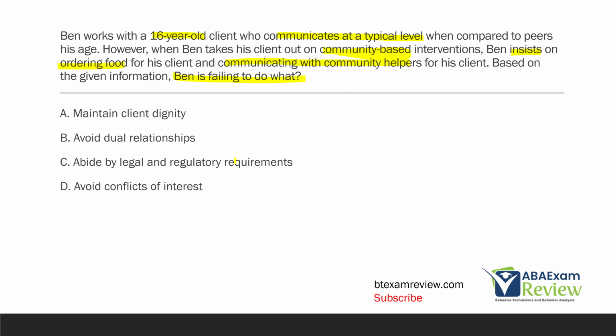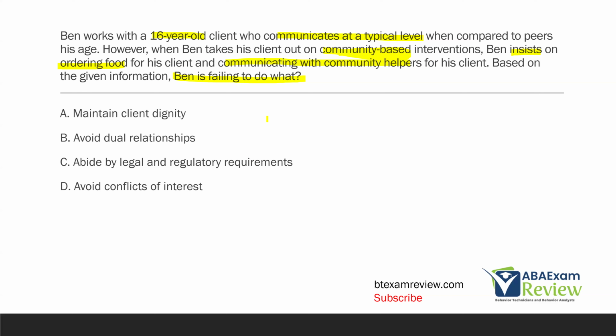C, abide by legal and regulatory requirements. Doesn't appear Ben's breaking the law in any way. There's nothing indicating Ben would be violating any regulatory or legal requirements. And then D, avoid conflicts of interest. This isn't a conflict of interest issue. It's not a dual relationship issue.